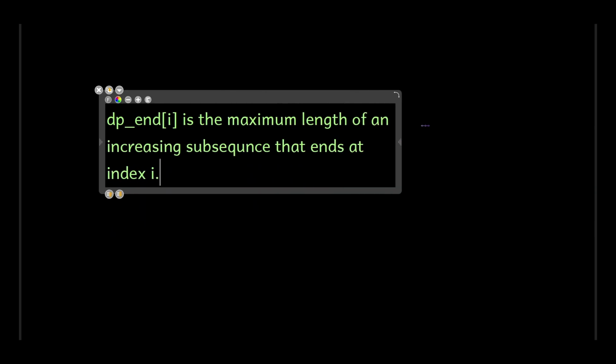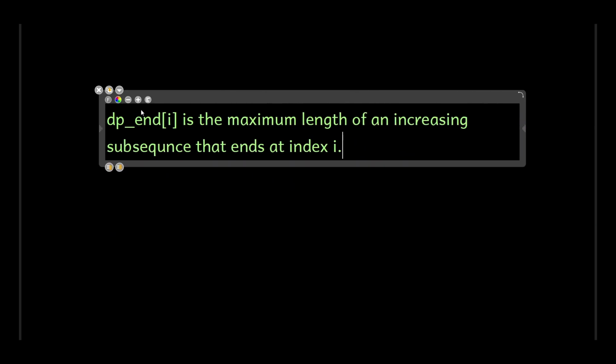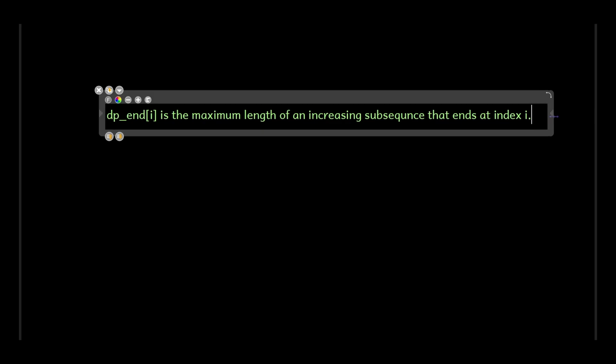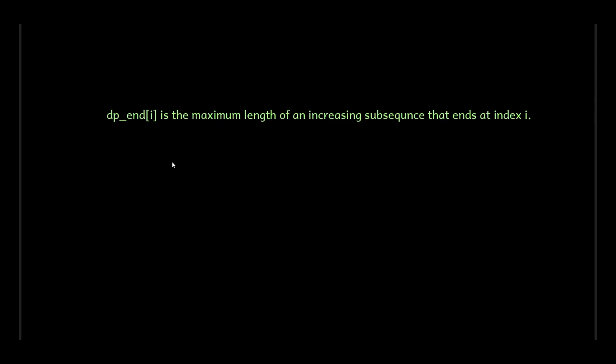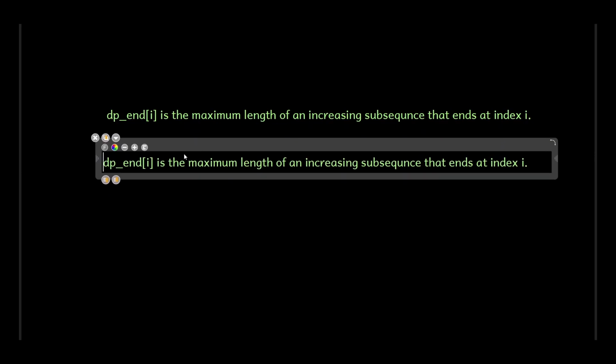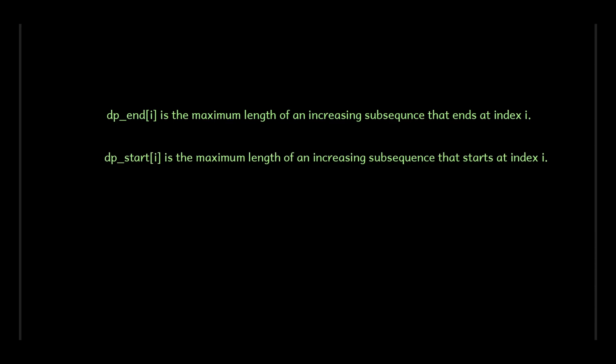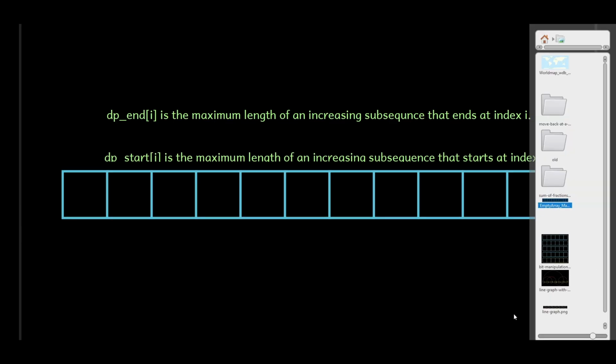Okay, so we have this dp definition for subsequences that end at index I, and then in the same vein we can have something like dp start. So that will denote dp start of I is the maximum length of an increasing subsequence that starts at index I. Now, how do you populate this dp array?